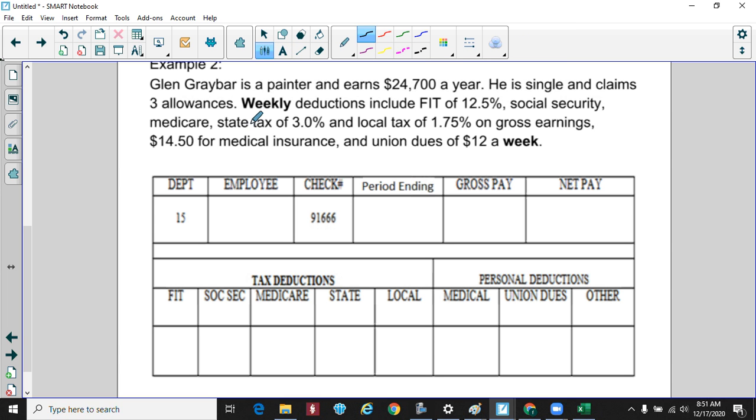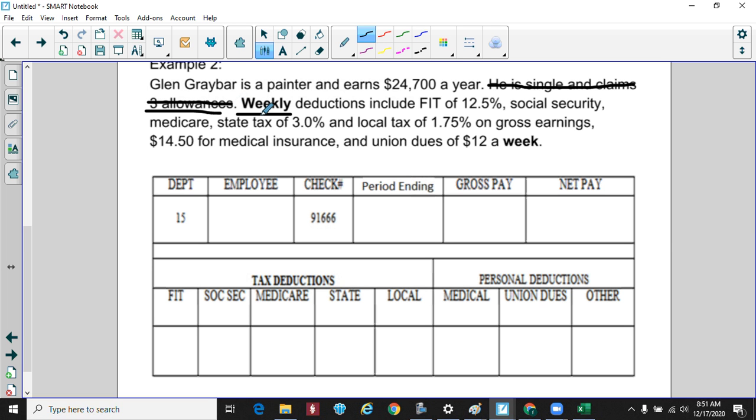Now, this is a weekly pay stub. Keep on jumping ahead. I'm sorry. He is single and claims 3 allowances. Now, what we're doing, basically, this is just extra information that we don't need. So we don't care about that.